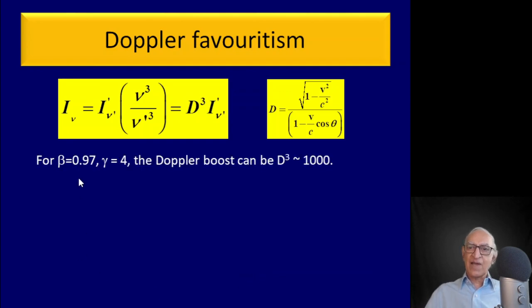Now, imagine a source which is moving with a velocity which is 97% the speed of light. Gamma, which is 1 over the square root of 1 minus v squared by c squared, will be equal to 4 for this value of beta. And the Doppler boost factor d cubed can be as large as 1,000.